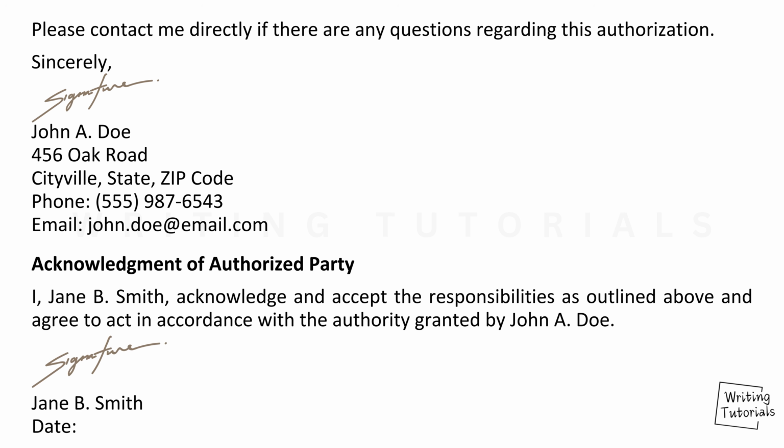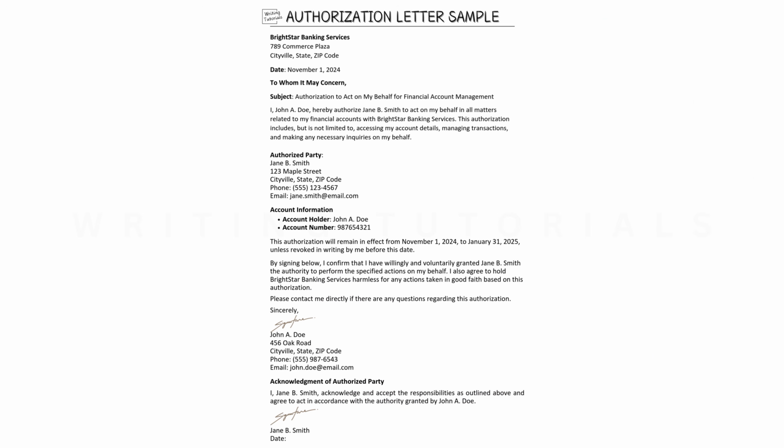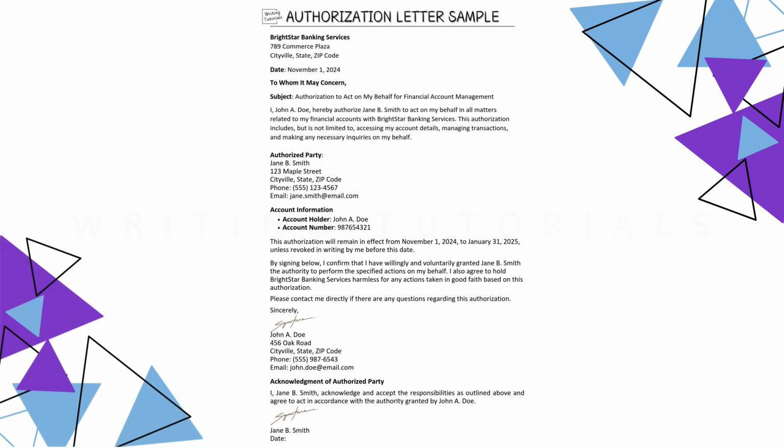And that's it. With these sections in place, you'll have a clear, professional authorization letter. This structure covers everything from who's involved, what they're authorized to do, and how long they have that authority, to confirming everyone's understanding. Remember, an authorization letter is all about clarity, so take your time to include every detail. I hope this tutorial makes it easy to write your own authorization letter with confidence.